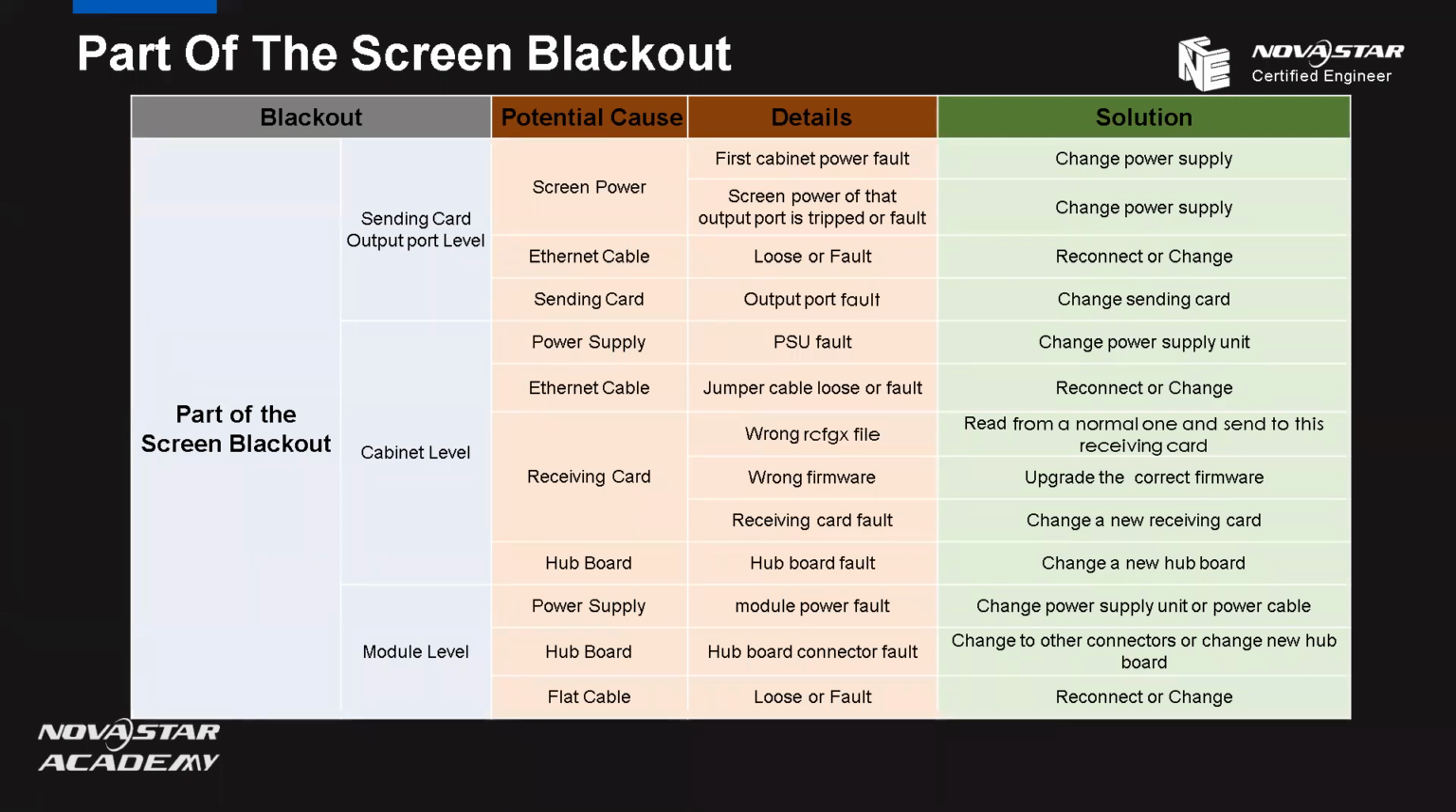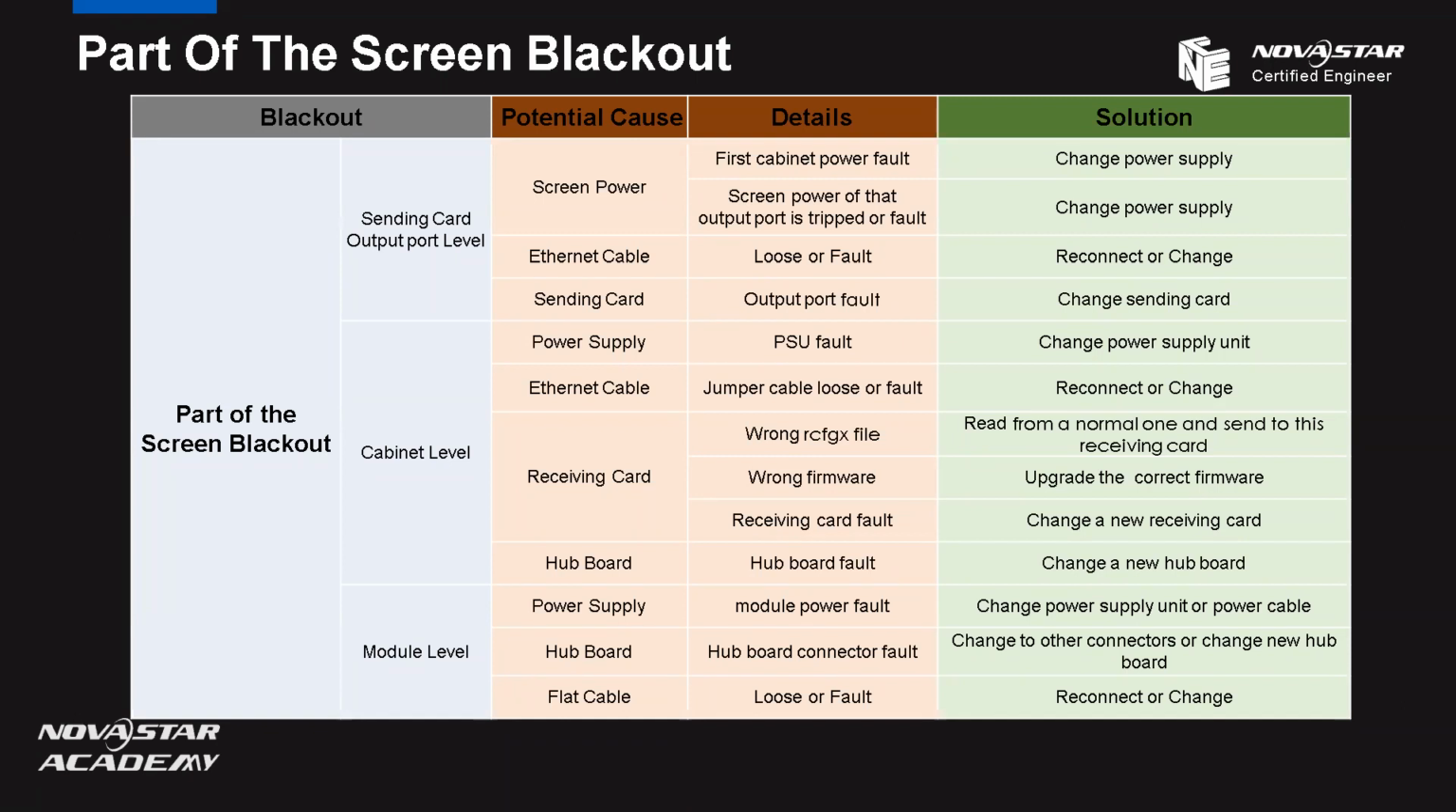And from the last part of cabinet level output, the cabinet level blackout issue is the hub board. Because the hub board can also cause the whole panel to black out, we need to check whether the hub board has a fault. If it's at fault, you need to change to a new hub board to fix the problem. So that's all the potential causes for the cabinet level blackout issue.